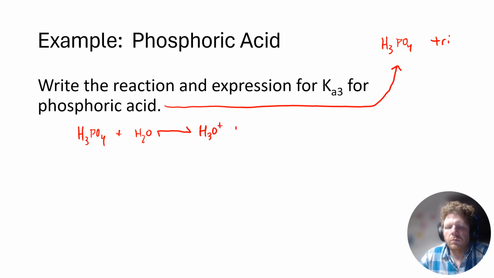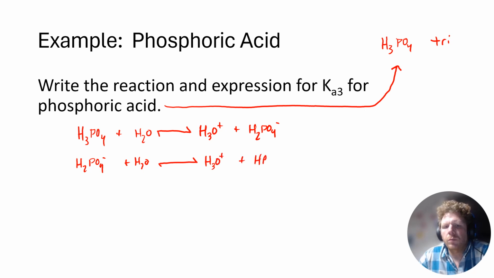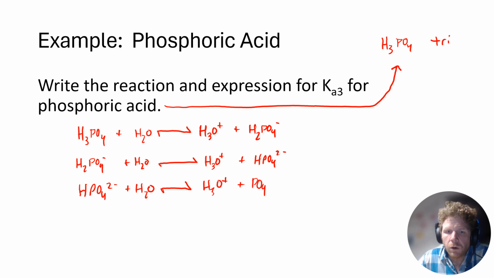H3PO4 plus H2O yields H3O plus and H2PO4 minus. H2PO4 minus plus H2O yields H3O plus and HPO4 2 minus. HPO4 2 minus plus H2O yields H3O plus and PO4 3 minus. So these are all of the expressions.